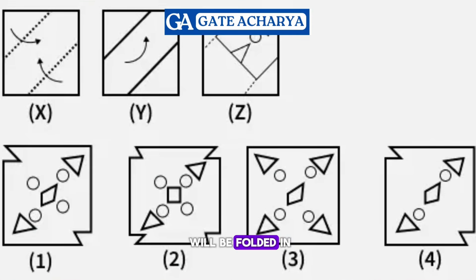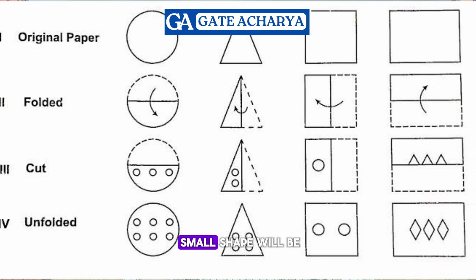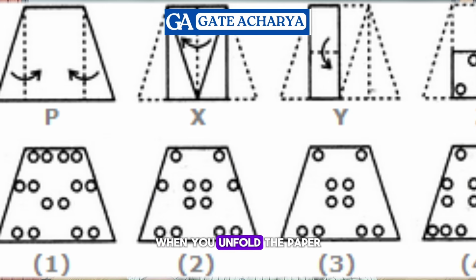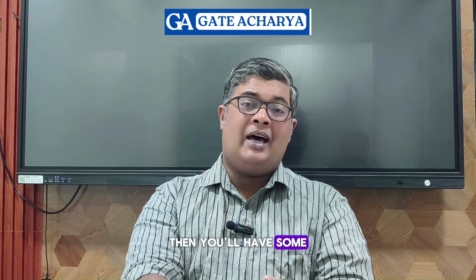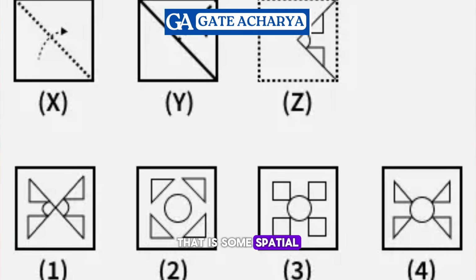That is, a paper will be folded in different shapes, and a small shape will be cut from the paper. When you unfold the paper, you have to answer what the shape is going to be. Then we will have some arrangement issues, that is, some spatial arrangement problems.